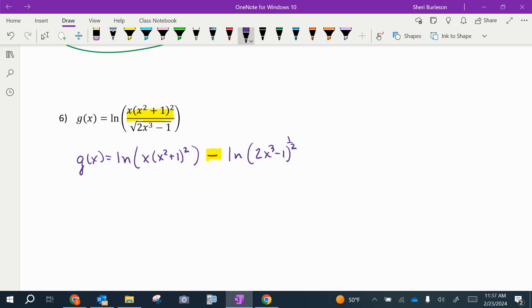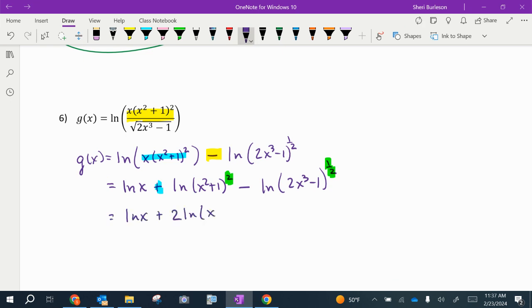Oh, no, sorry. I'm going to use the product one here. So I'm going to separate my product and go natural log of x plus the natural log of x squared plus 1 quantity squared minus, I still have the natural log of 2x cubed minus 1 to the 1/2. Now I'm going to use the exponent property here, since that's a product. So I'm going to rewrite this now as the natural log of x plus 2 times the natural log of x squared plus 1 minus 1/2 the natural log of 2x cubed minus 1.